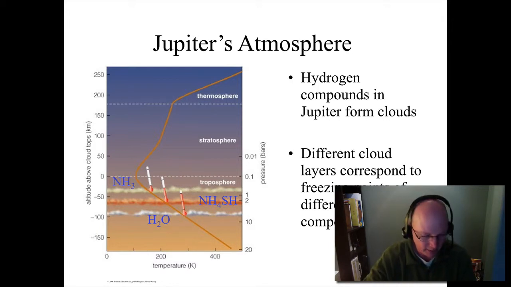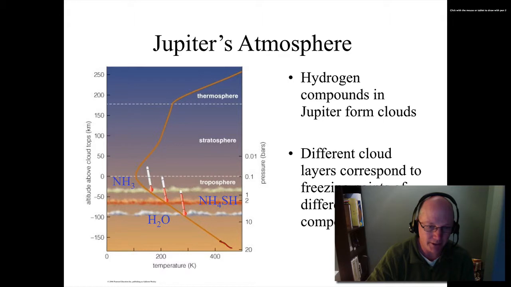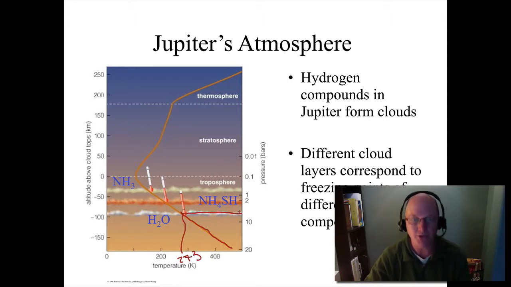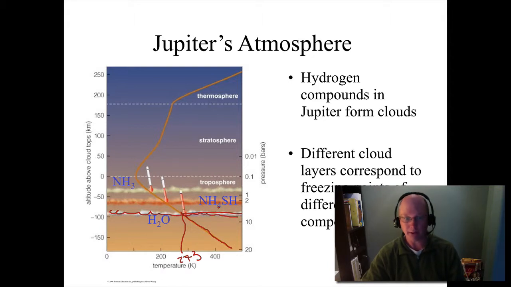So imagine the temperature, this line is showing the temperature. As I'm deep down, I'm warm, as I go up here I get colder. If I hit the point that's about 273 Kelvin, and a little bit more than one atmosphere of pressure, comparable to the pressures we would get here on Earth, about a factor of 2 or 3, we get water clouds. So this is where the water clouds form, and they'll be white just like our water clouds.